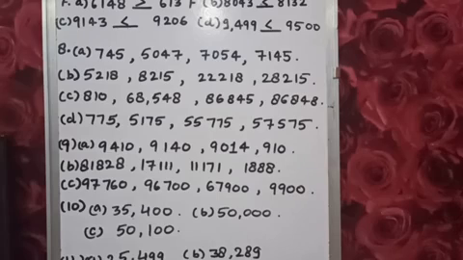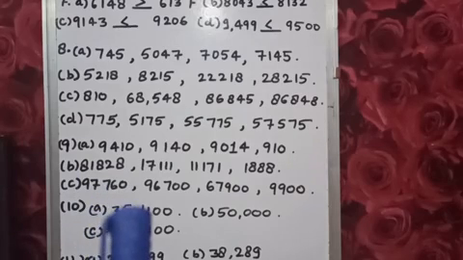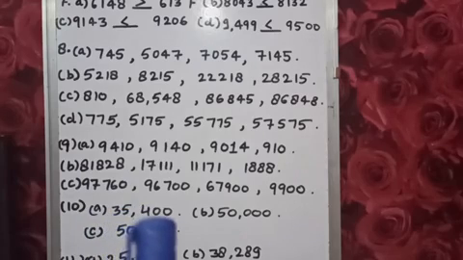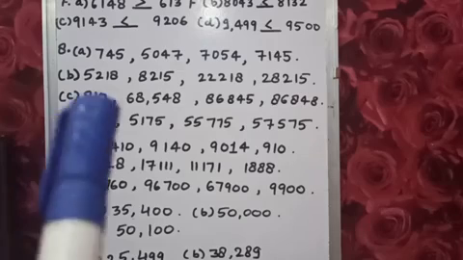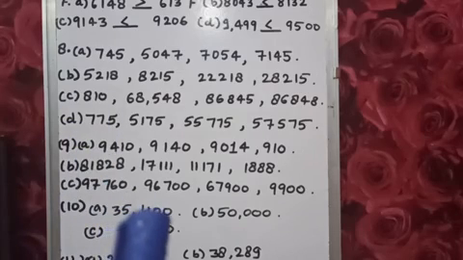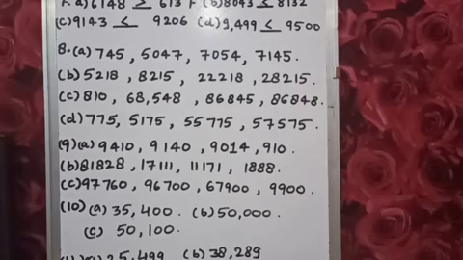Now let's see question A. So question A is, we have to write the successor of 35,399. So the successor of 35,399 will be 35,400. Okay, 35,400. Clear?